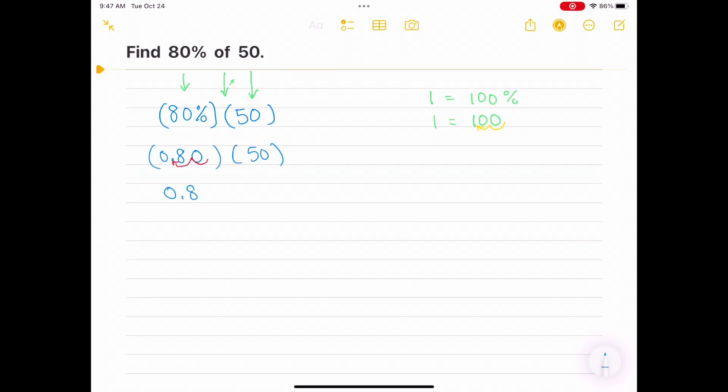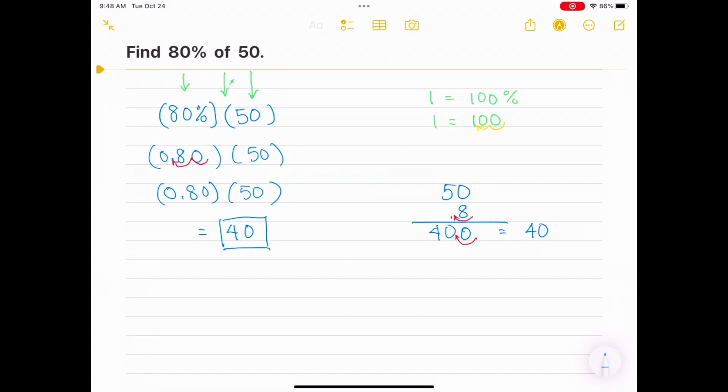So now I have 8/10 times 50, which I do the calculation on the side. 50 times 0.8. 50 times 8 is 400, and I move the decimal 1 scoop to the left so that the product matches the factor of 0.8, so I have 40. So 8/10 times 50 equals 40, which means that 80% of 50 is 40. And we box our answer.